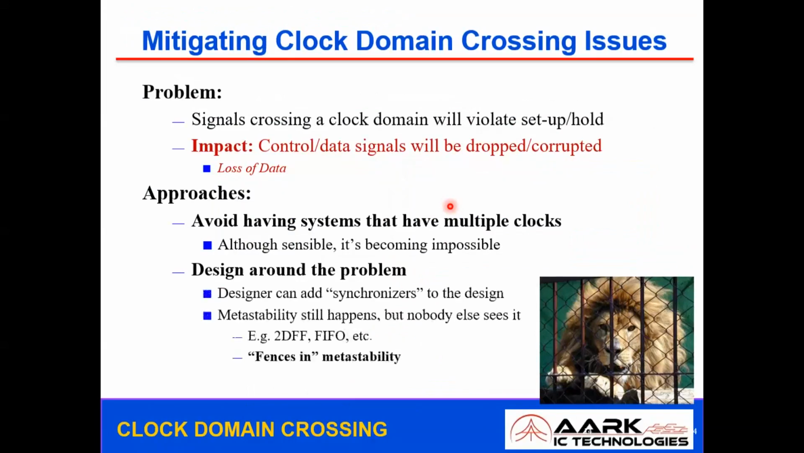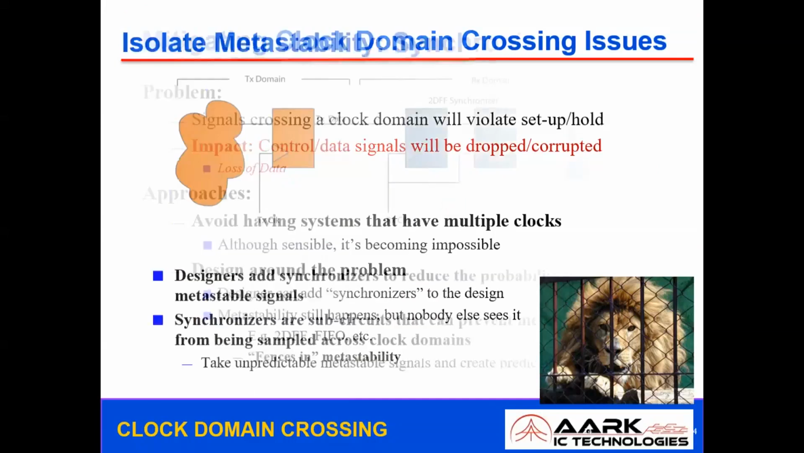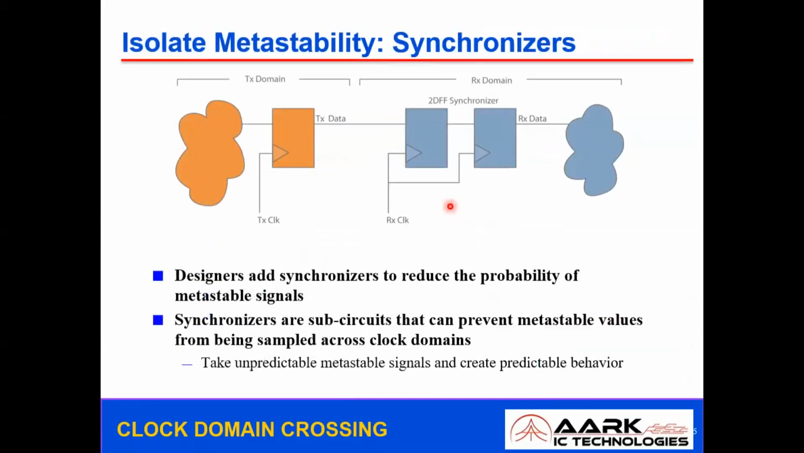The designer can add synchronizers to the design. The best possible way is to add synchronizers. We have different types of synchronizers, which we'll see. Metastability still happens, but nobody else sees it, because we are going to safeguard or fence it, we are going to hide it. Now if you look at this particular scenario, the first one is the transmission domain, and this is your receiver. This is your transmitter and this is your receiver.